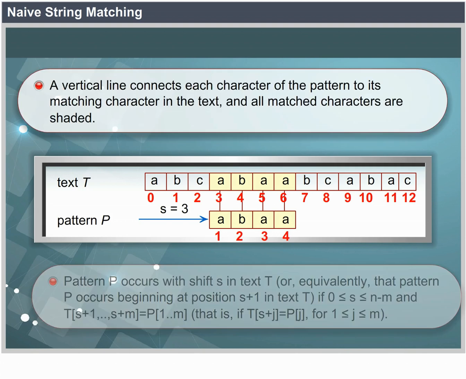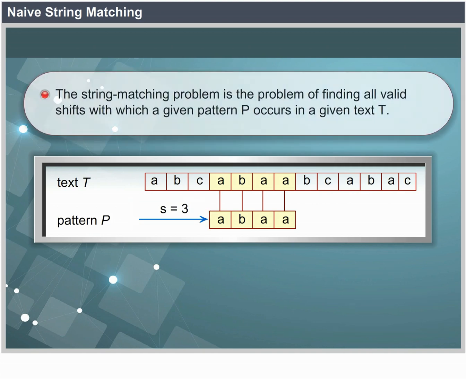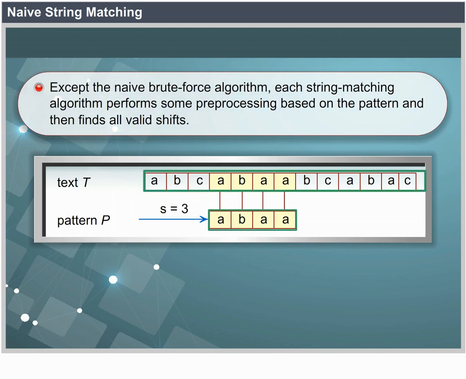If P occurs with shift S in T, then we call S a valid shift. Otherwise, we call S an invalid shift. The string matching problem is the problem of finding all valid shifts with which a given pattern P occurs in a given text T. Except the naive brute force algorithm, each string matching algorithm performs some pre-processing based on the pattern and then finds all valid shifts.